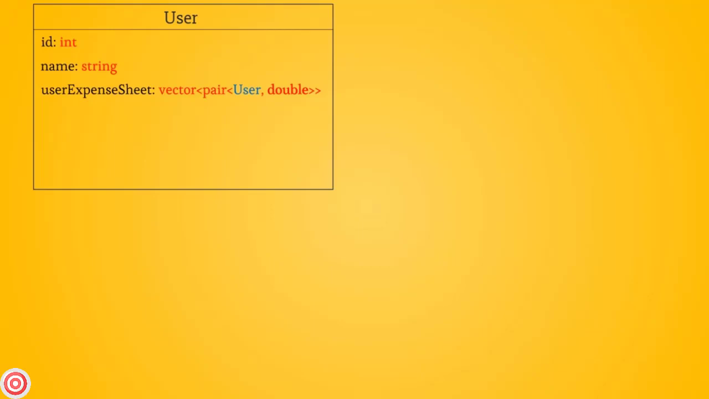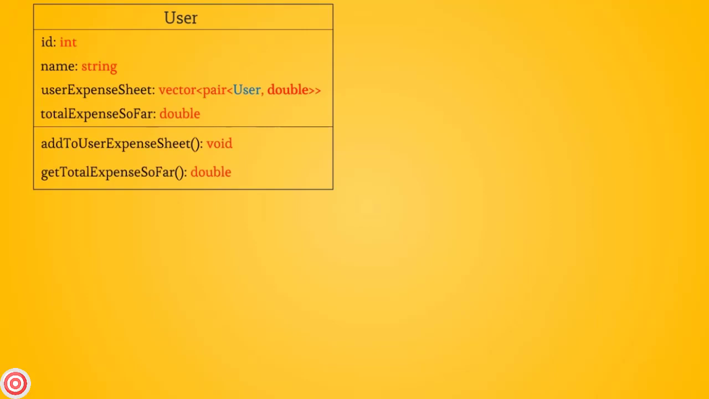The first value of the pair would be a user, which would be the user from which the current user owes or is owed. The second would be the amount, which would be double. We also have a total expense so far field, which contains the total amount borrowed or lent so far from all users. The function add to user expense sheet adds an expense to the expense sheet of the user. This can be the money borrowed or lent from other users. Finally, the getter for total expense so far, which returns the expense credited or debited so far.